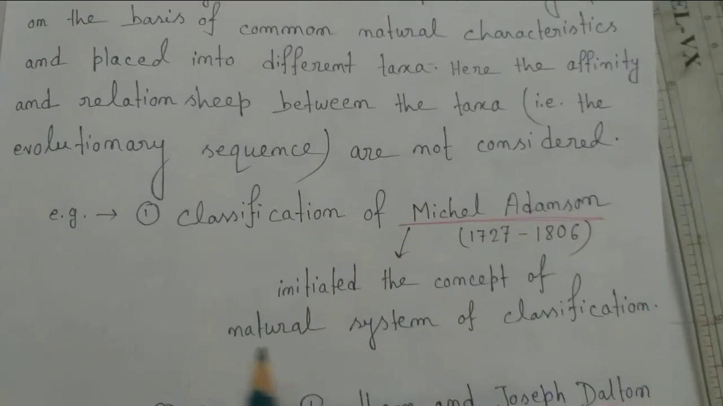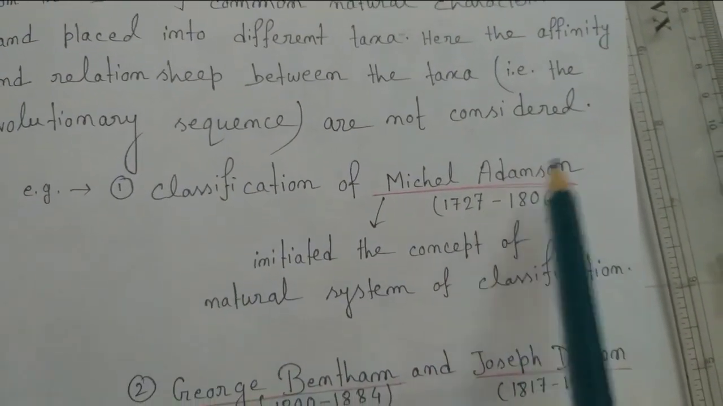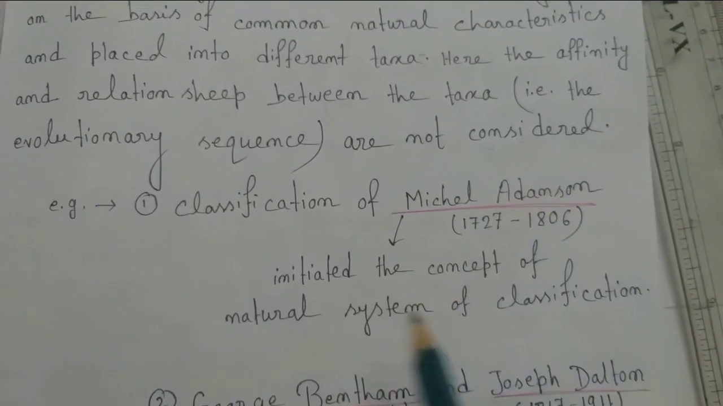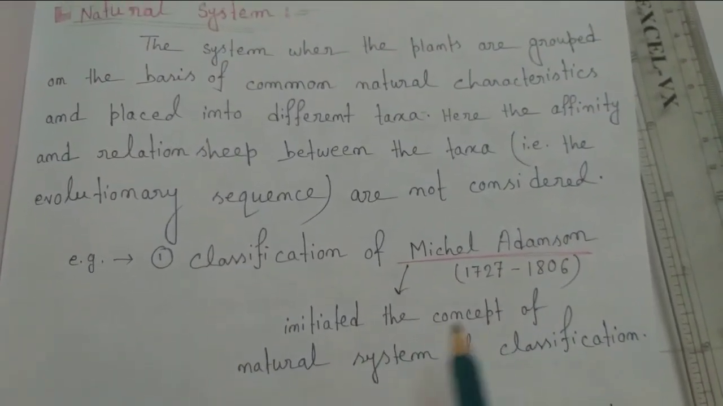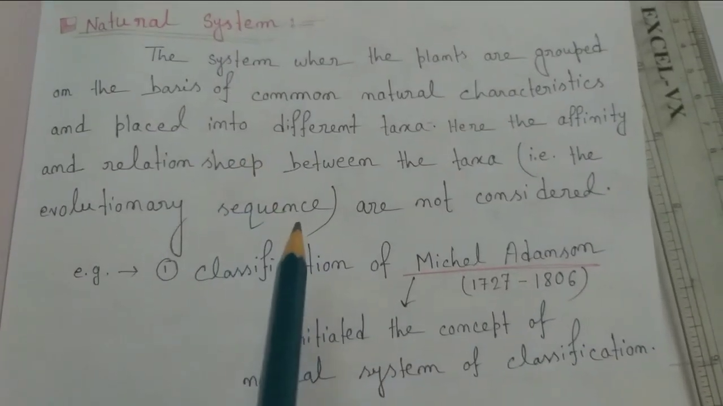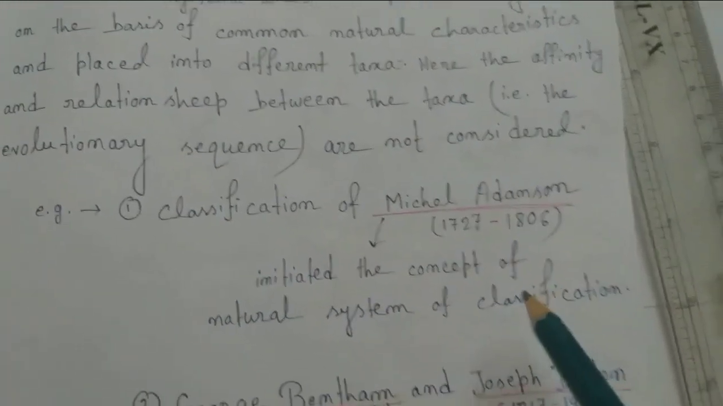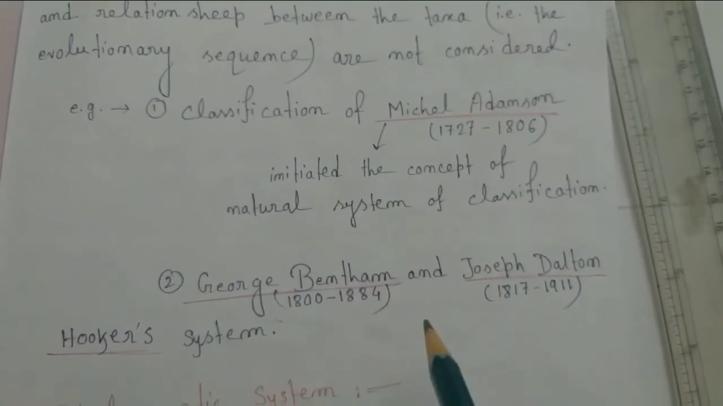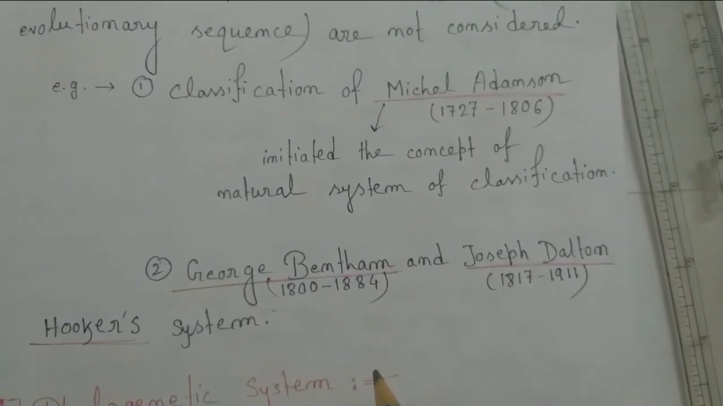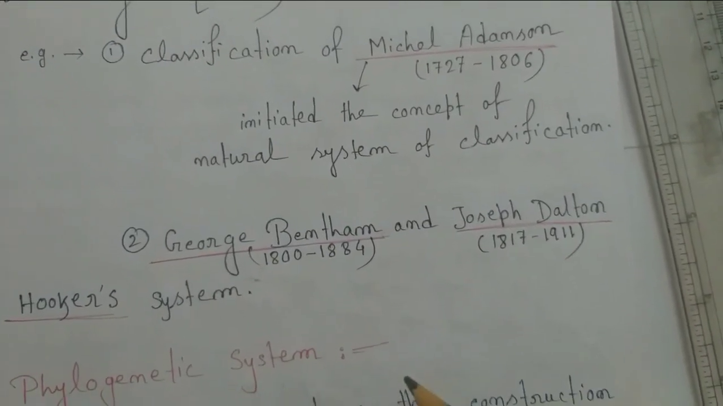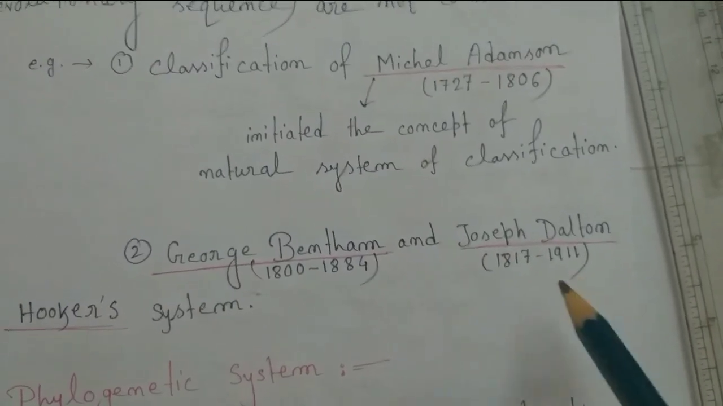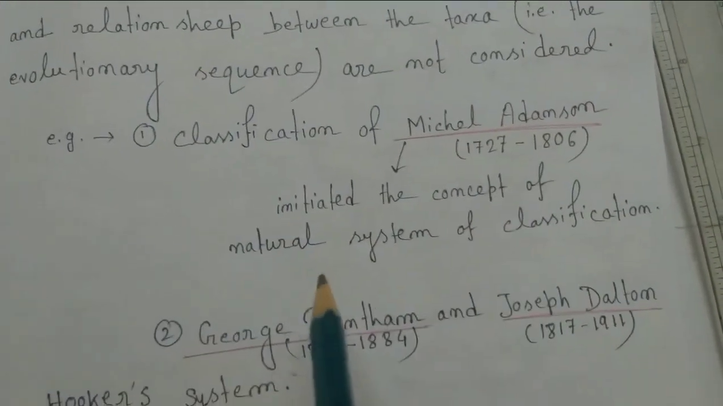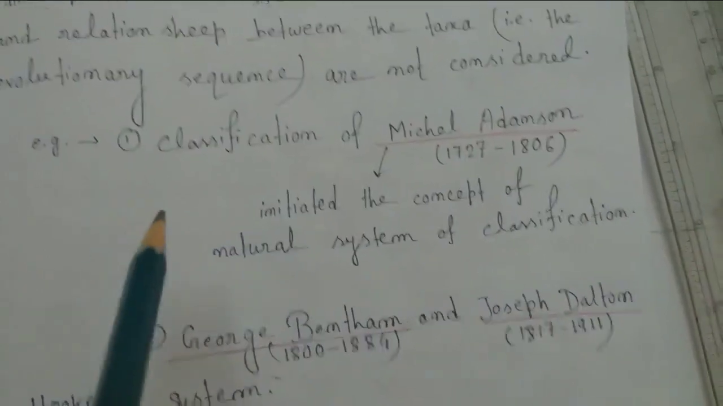The first example is the classification of Michel Adanson. He was a great taxonomist, and he first initiated the concept of the natural system of classification. The second example is the system of George Bentham and Joseph Dalton Hooker. We will discuss the system of Bentham and Hooker in my next class. So we can say that the natural system uses overall similarity in grouping taxa.